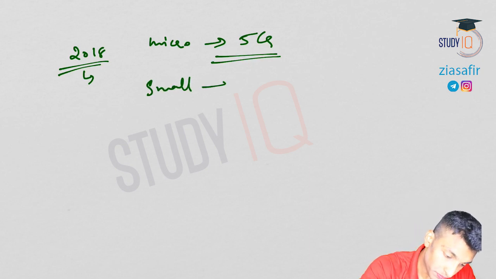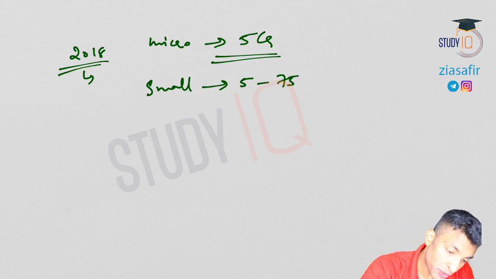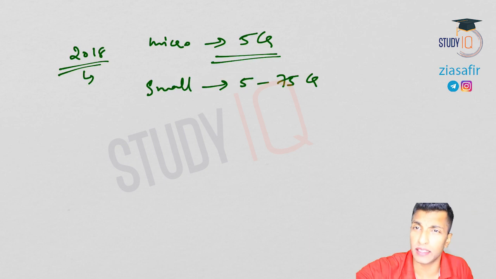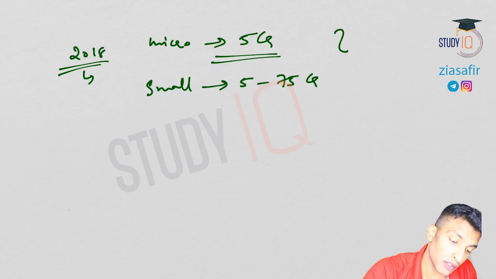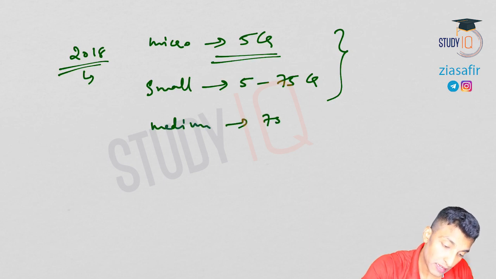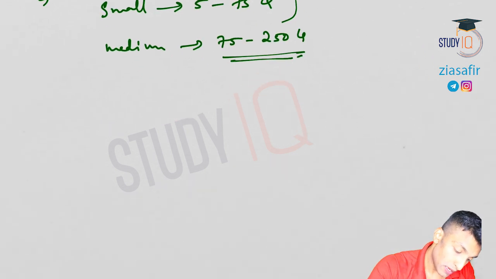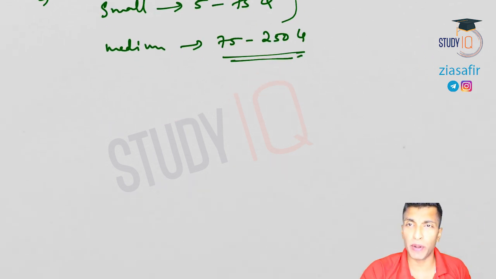Then small enterprise means 5 to 75 crore. You can see the turnover is so high here. And then medium enterprise, 75 to 250 crore. But it was actually not implemented.